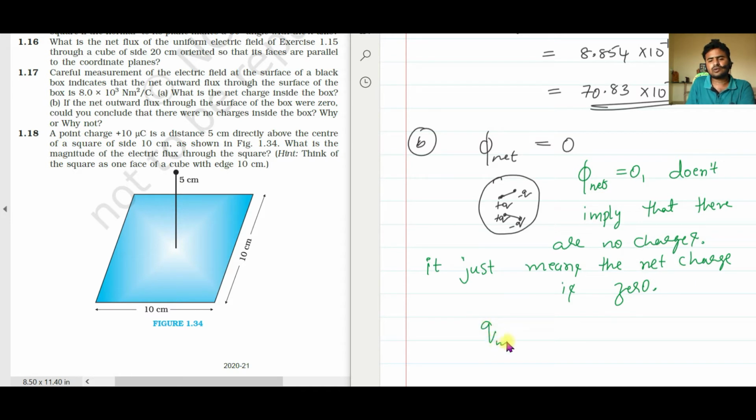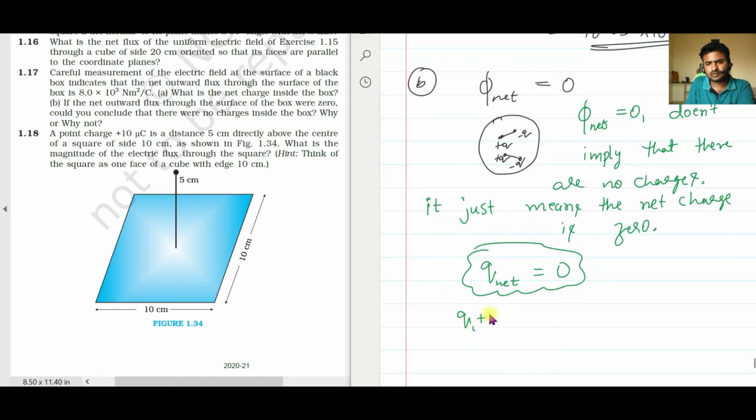That is, q net equal to zero. Okay? Q net is q1 plus q2 plus, etc., qn is equal to zero. Individual charges are there, but overall charge is becoming zero. That's all. Okay? Very simple question. And now we will move on to the next question.